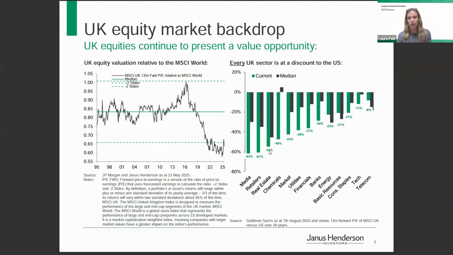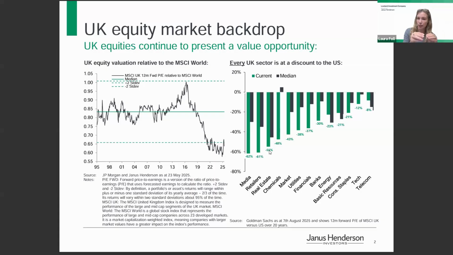So in terms of the equity market backdrop, the chart on the left here shows how UK equities trade relative to the rest of the world. And remember that the rest of the world these days is pretty US dominated. So in a way, you could think of this as a proxy for how the UK trades relative to the US. And what the chart is showing is that UK equities, this thick line in the middle, normally trade at about 0.85 of what the world trades on. So about a 15% discount to the rest of the world.